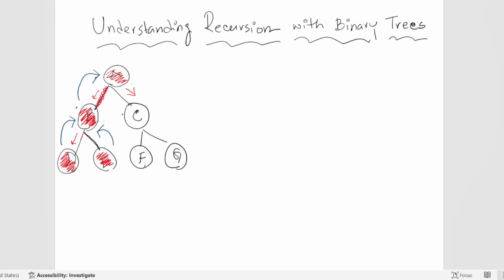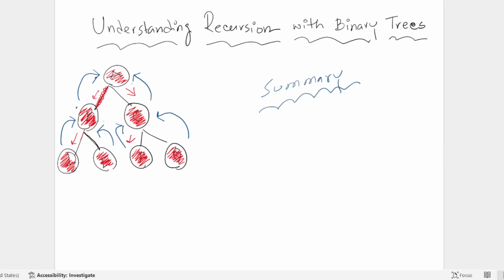We reach C, do the exact same thing as we did on every node, and that is give it a color, and then first move left, give it a color. As F does not have any children, we go back and then move to the right, give this a color. And again, as G does not have any children, we go back, and as we are done with C and its children, we go back to A. And that's it, we are done painting.